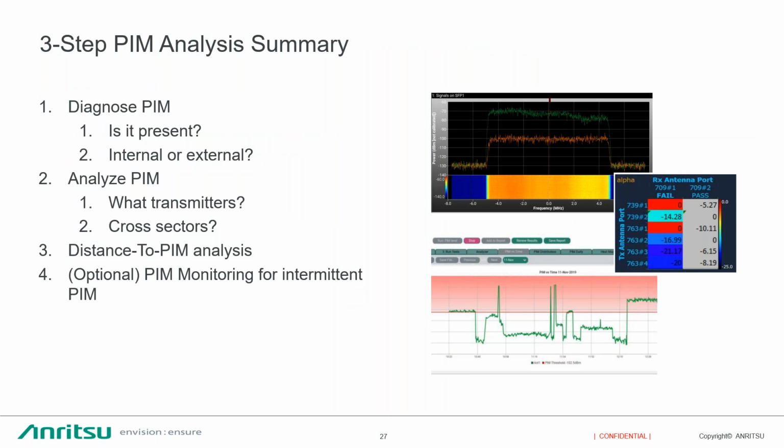So here's a summary. You diagnose the PIM by connecting the IQ FiberMaster. Is it present? Is it internal or external? You analyze the PIM for what transmitters and what cross sectors you can look at. You do a distance to PIM analysis if you have access to the antenna. And then optionally, you do PIM monitoring for intermittent PIM. Okay, so now we've got all of this information about the characteristics of our PIM, right?